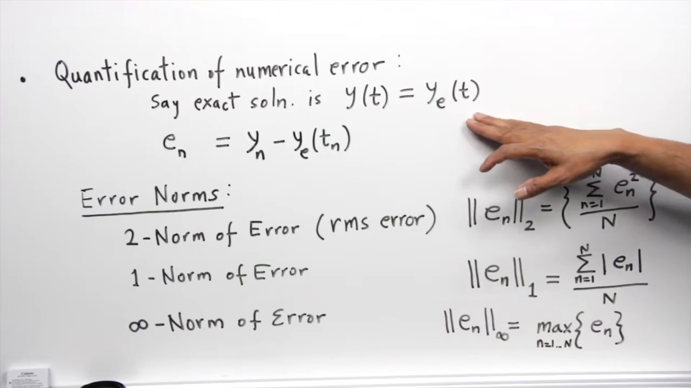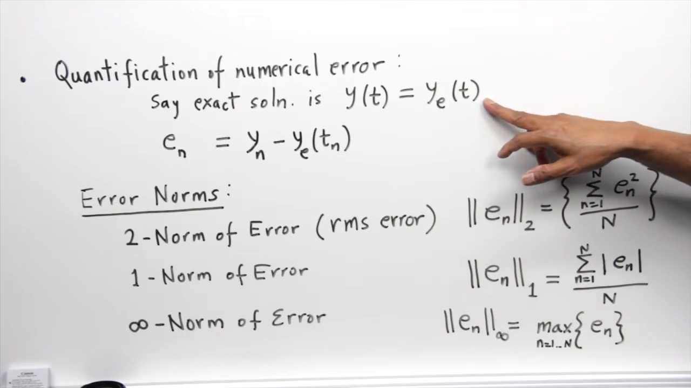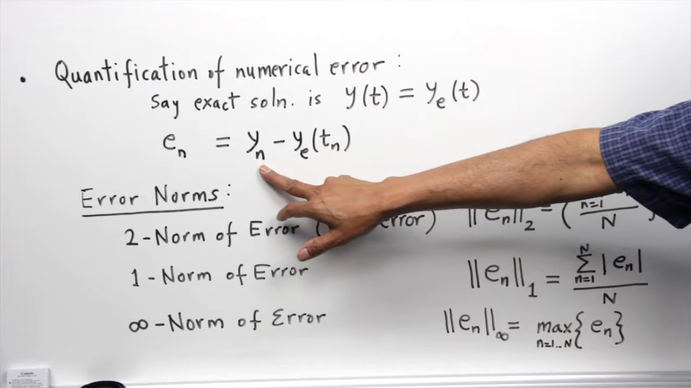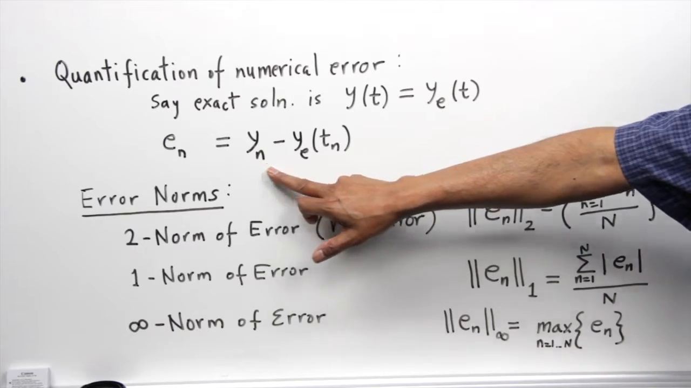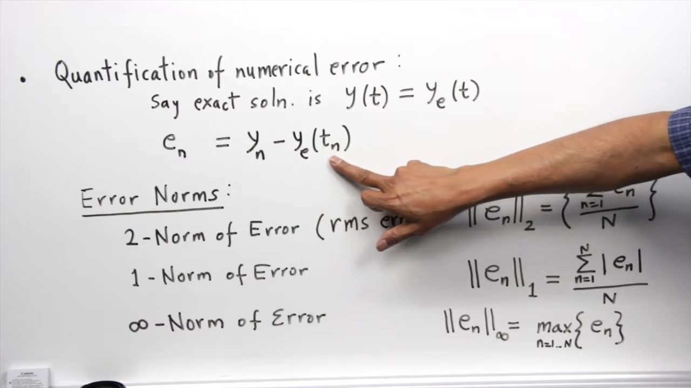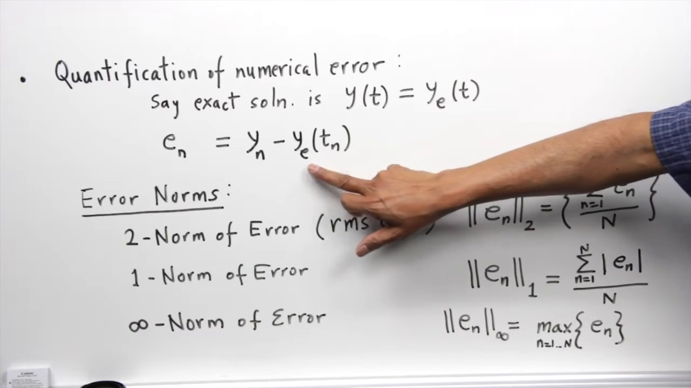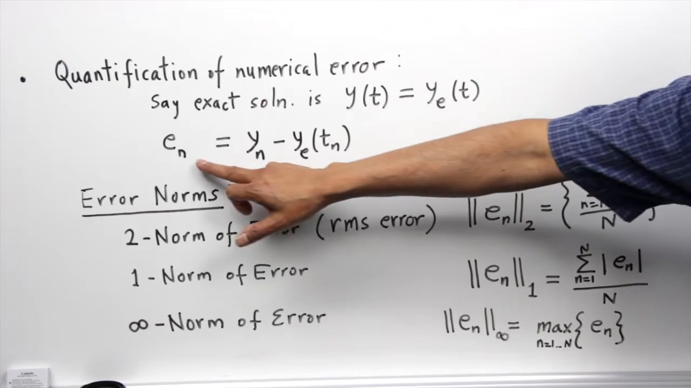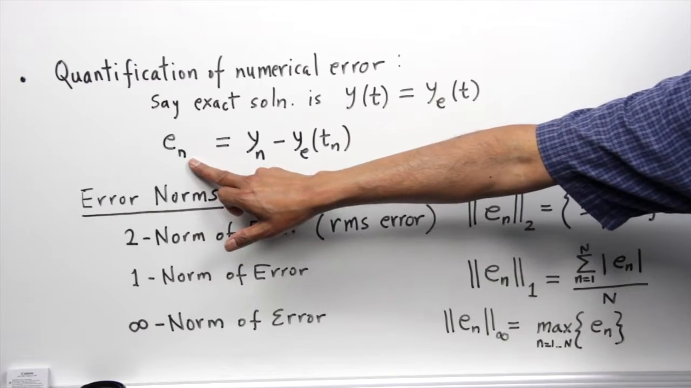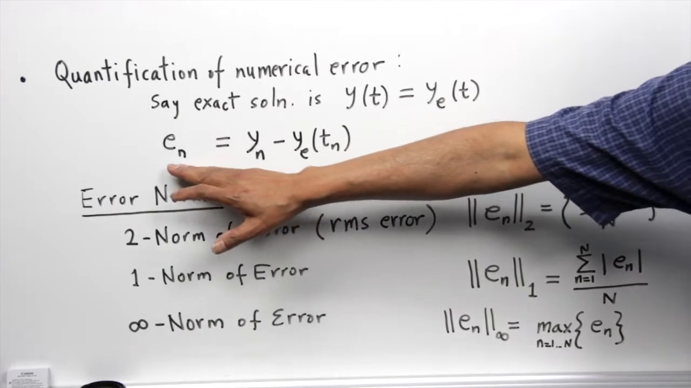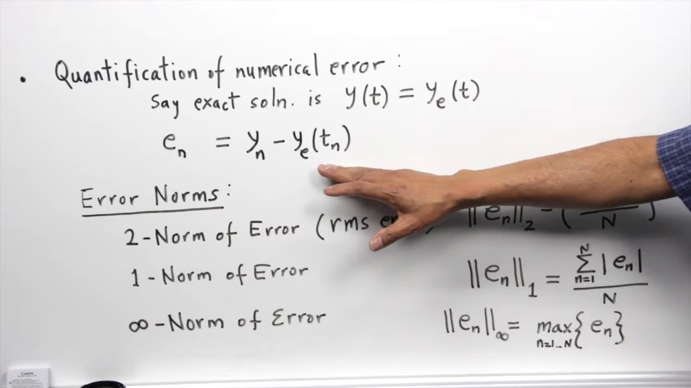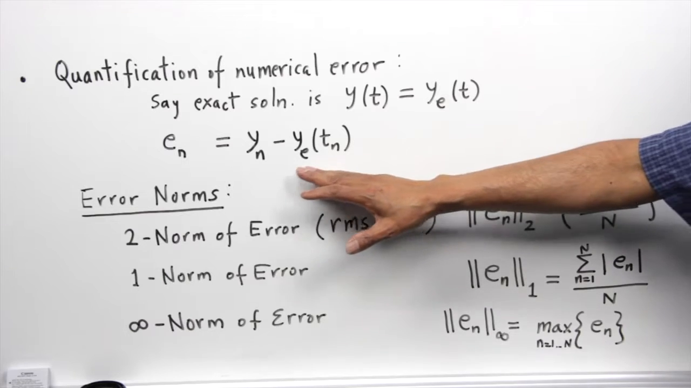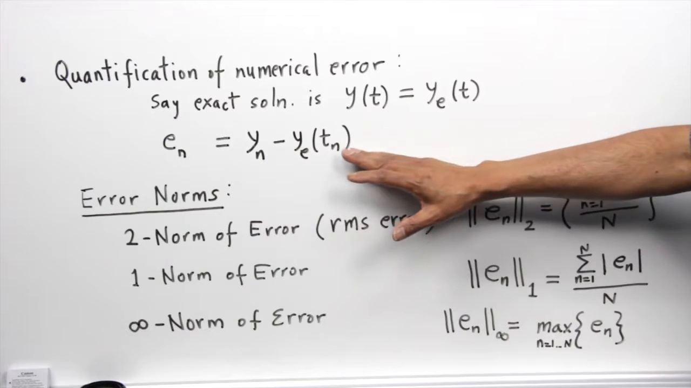So if there is an exact solution, let's call it y sub e of t. We can take the difference between the numerically obtained solution yn, which is the solution at tn, and the exact solution at time tn, and this difference is now telling us how much deviation we have from the exact solution. And so this is a function of time, and so we need to quantify this in terms of having a number associated with it. How big is this error is obviously the question we want to ask.